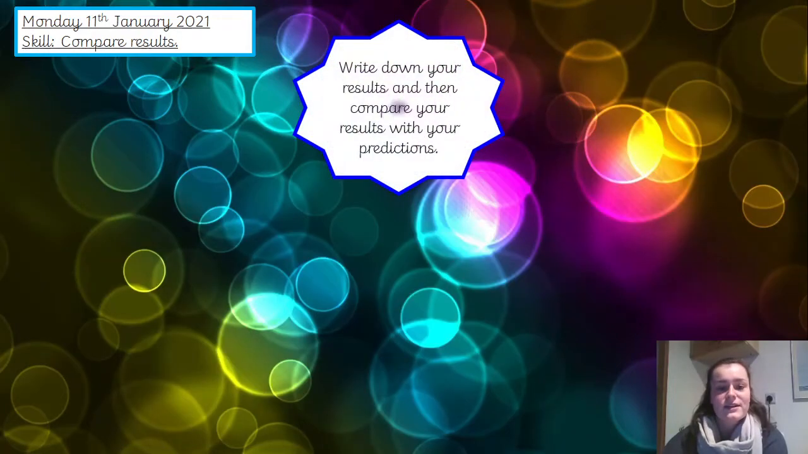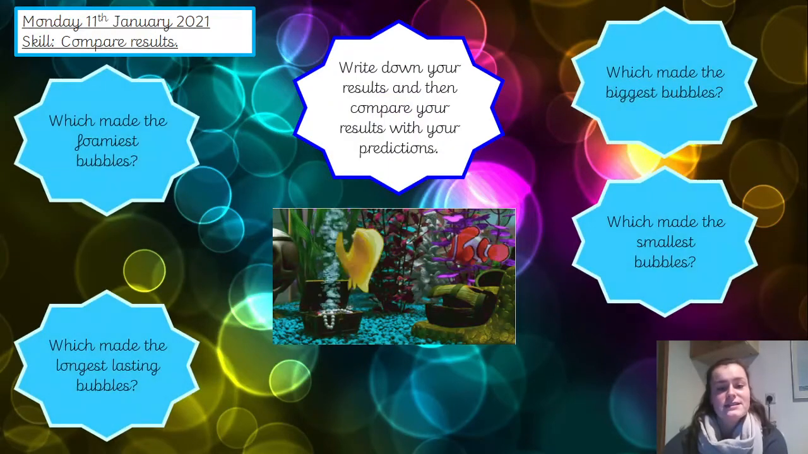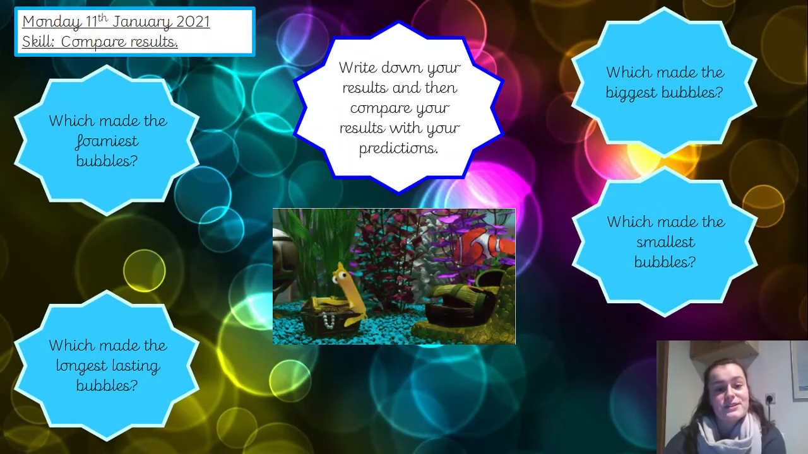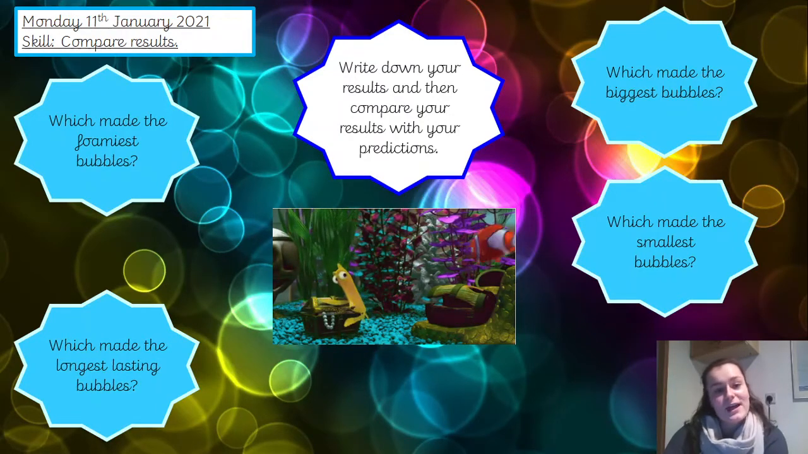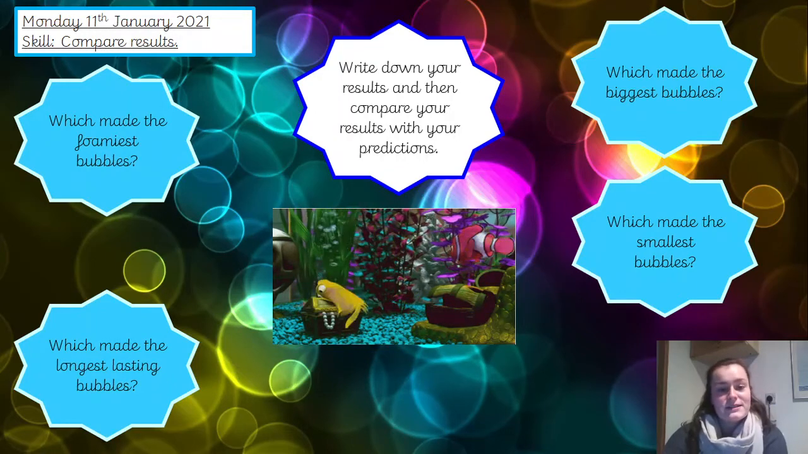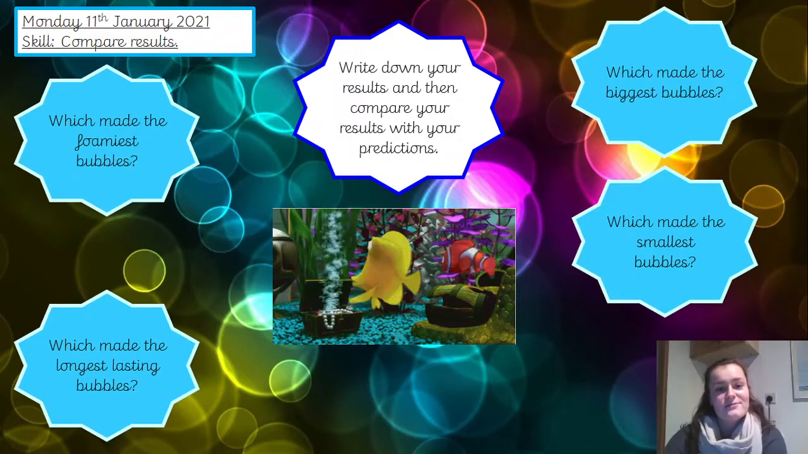Okie doke. So write down your results from your investigation and compare them with your predictions, and you could write a sentence to tell me which one was the best bubble mixture to use. Okay, that's our investigation done. So go and have a go at this. Make sure that you are double checking it's all okay with your adult, of course. And we've got a small plenary to do once you come back. So you can pause the video and have a go at your investigation, and then we will carry on.